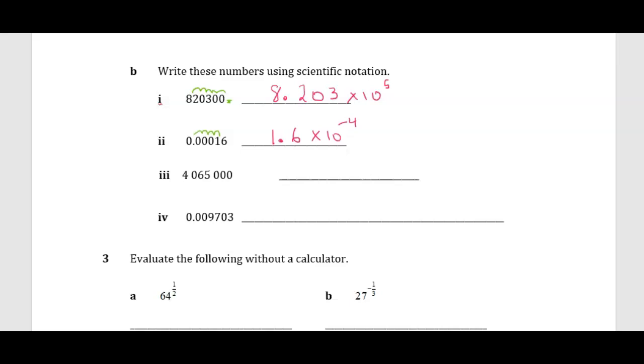Good. All right, so question 3, we've got 4.065, and then count how many decimal places it's moved. So 1, 2, 3, 4, 5, 6. So times 10 to the positive 6. And then the last one, we've got 9.703. And then move your decimal place. So we've got 1, 2, 3.